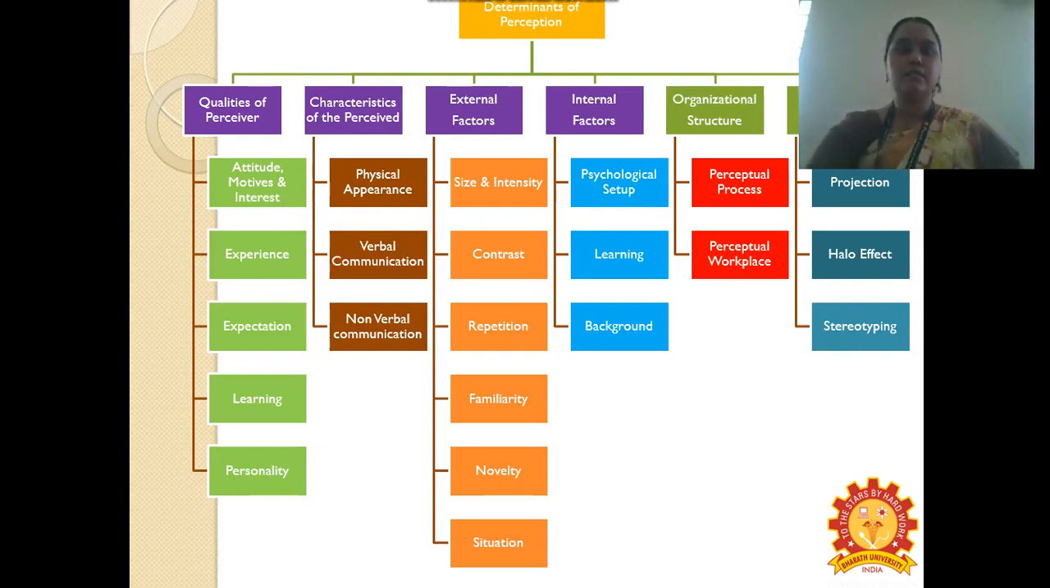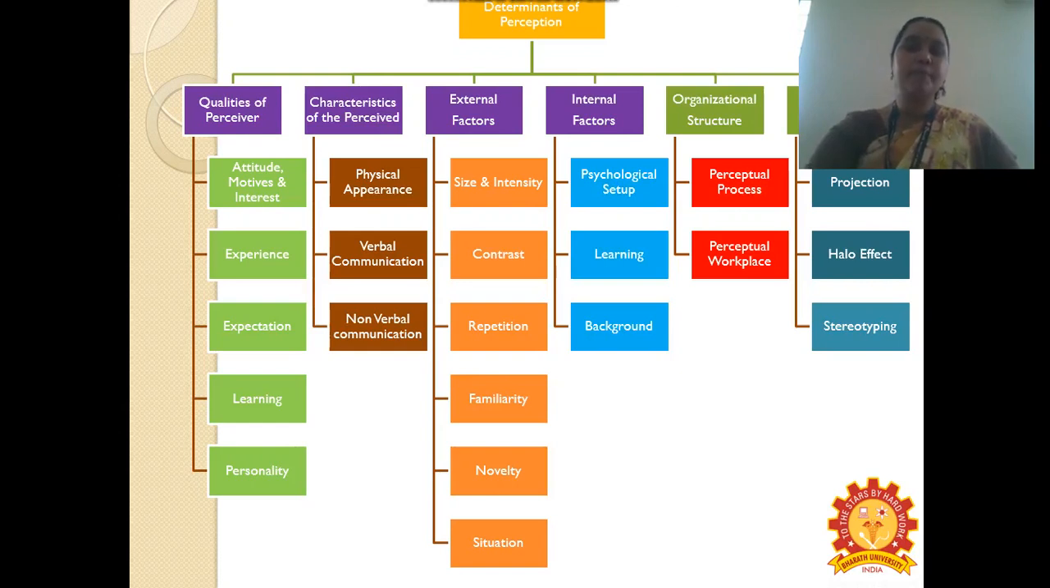Then the next determinant of perception is characteristics of the perceived. We saw that a perceiver is a person who is going to see or judge others. Now the perceived is the person about whom I am going to judge, the opponent or target. Certain qualities of the perceived influence what is being perceived. The tenets here are physical appearance, verbal communication and non-verbal communication.